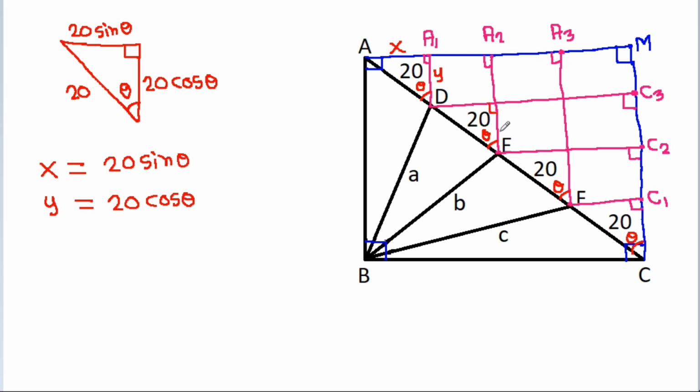And again, these angles will be 90 degrees, so it will be X, Y, X, Y, and X, Y. And again, this length is Y, so C1C2 will be Y, C2C3 will be Y, and C3M will be Y, and A1A2 will be X, A2A3 will be X, and A3M will be X.